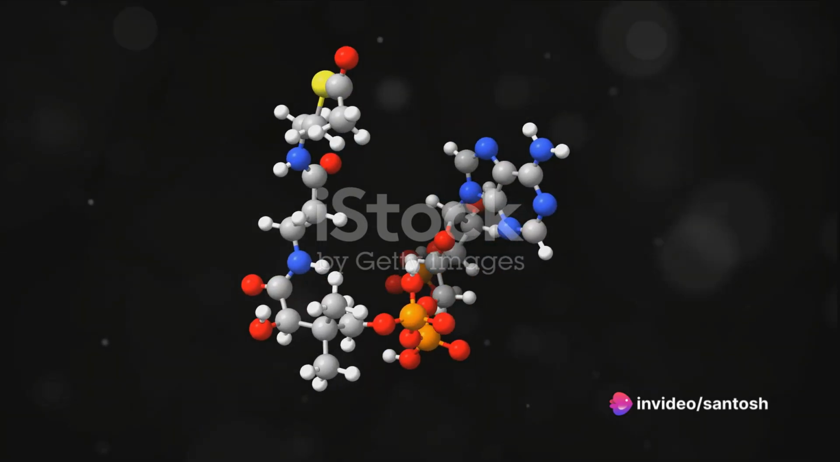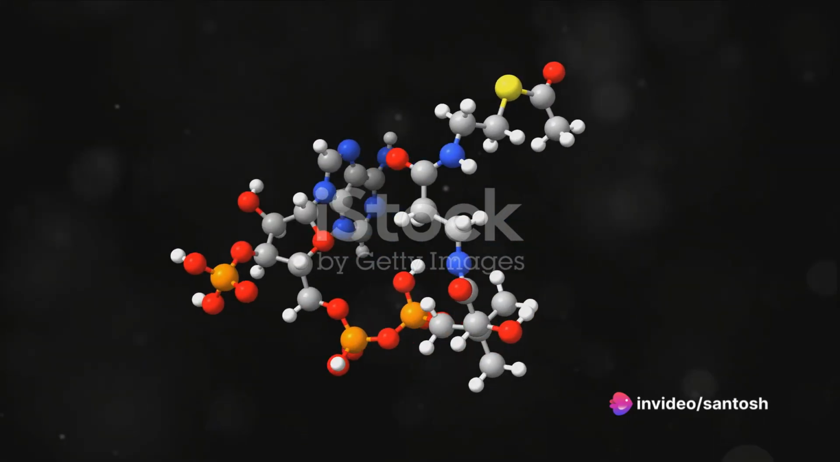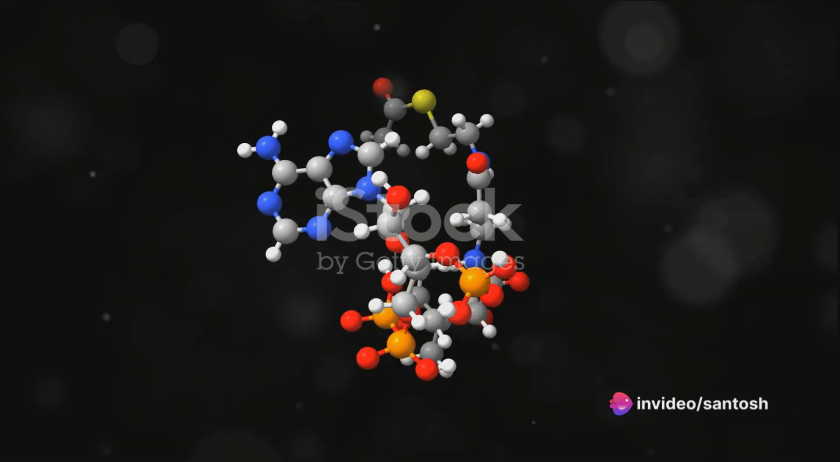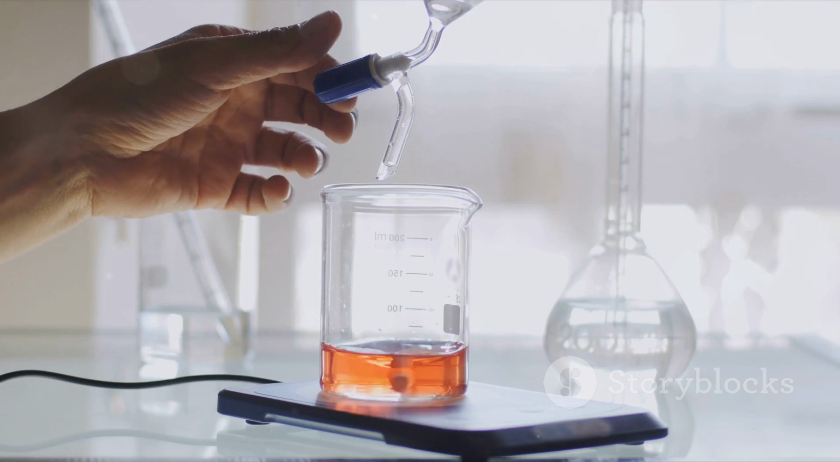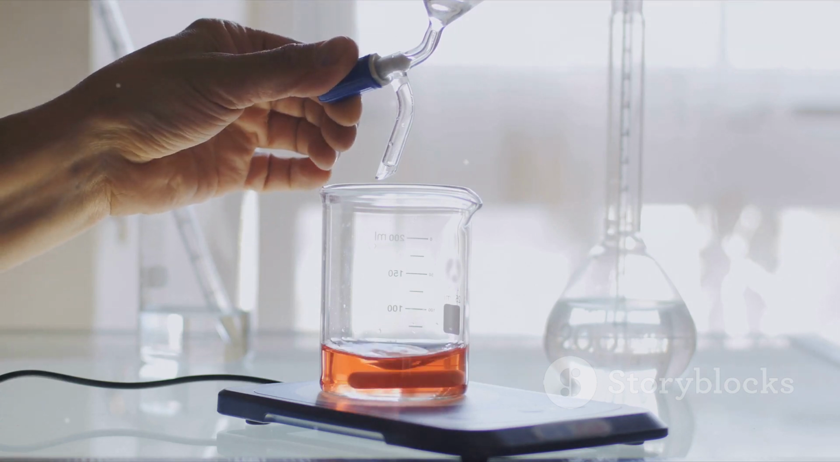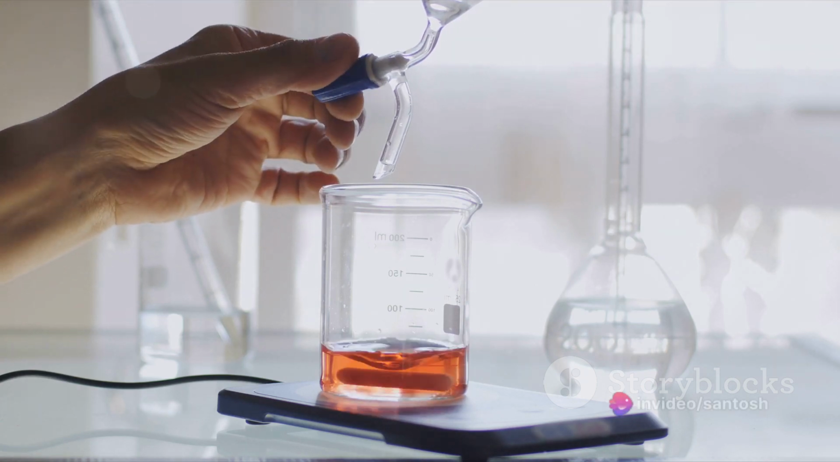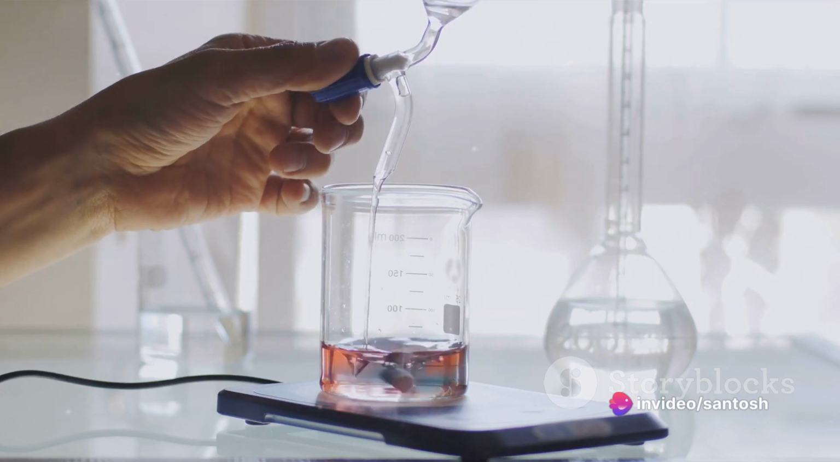In the preparatory reaction, each pyruvate molecule is converted into a molecule called acetyl coenzyme A. This process also releases carbon dioxide and transfers high-energy electrons to a carrier molecule, setting the stage for the next part of the process, the citric acid cycle.